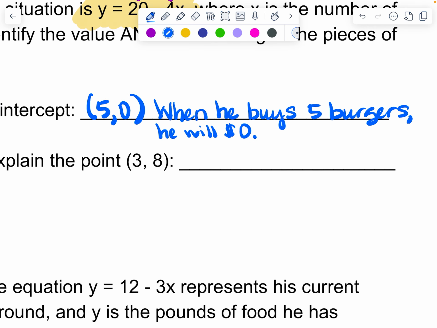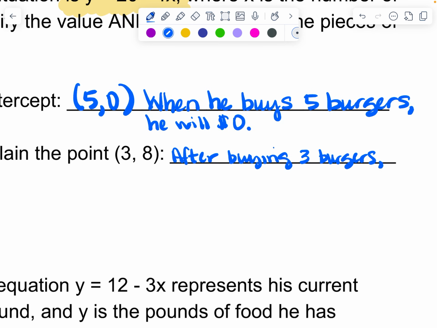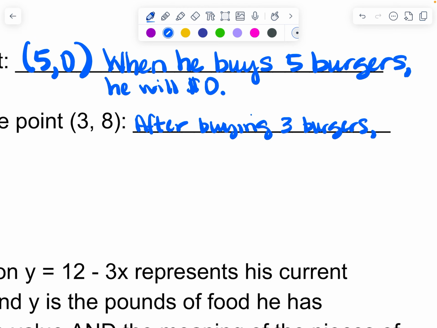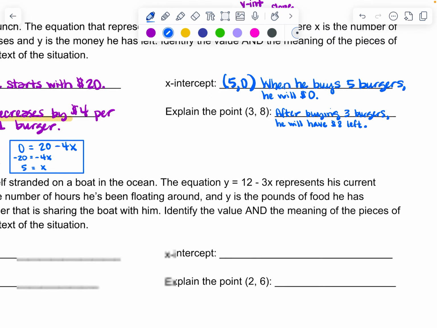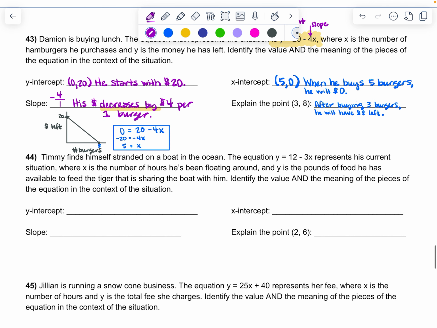Explain the point 3, 8. Well, of course, 3 represents burgers and 8 represents dollars. So after buying 3 burgers, he will have $8 left. Again, just always be aware of what your x's and y's stand for.